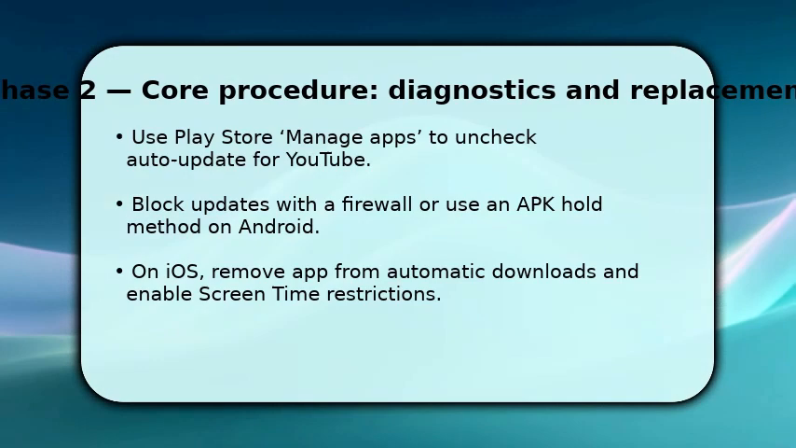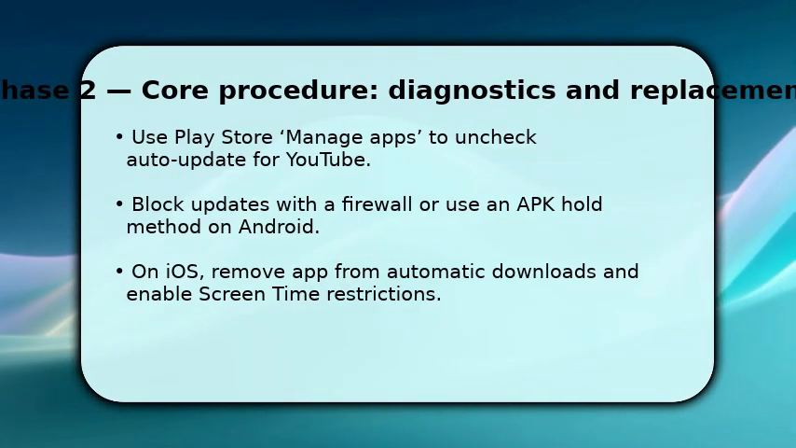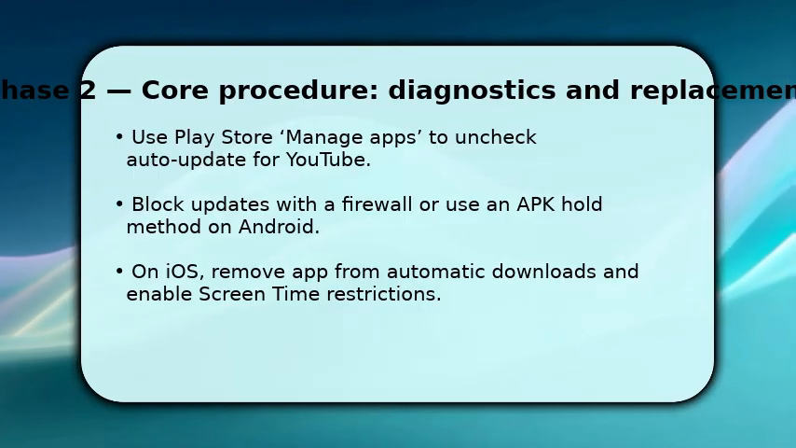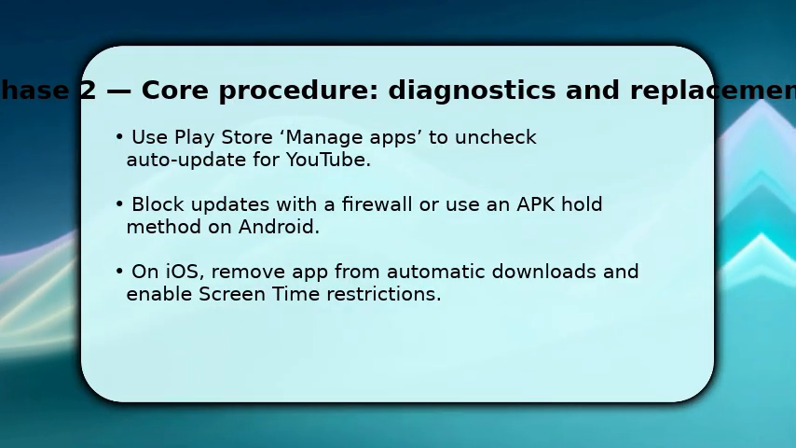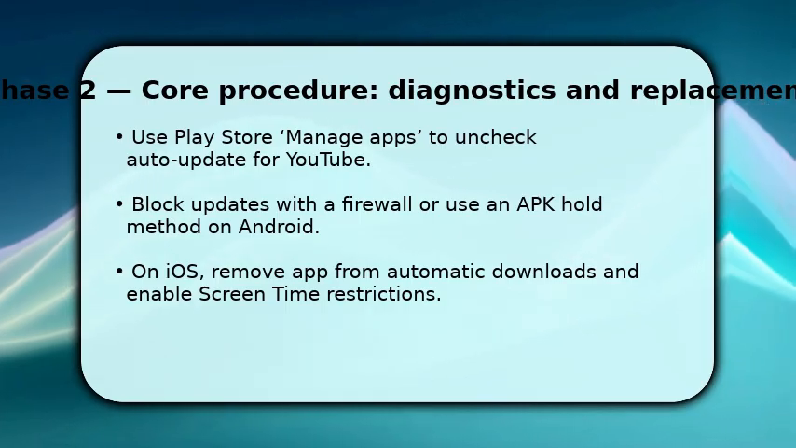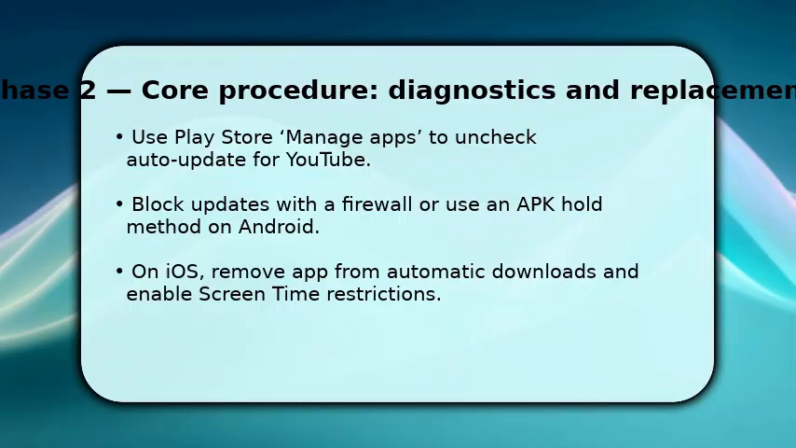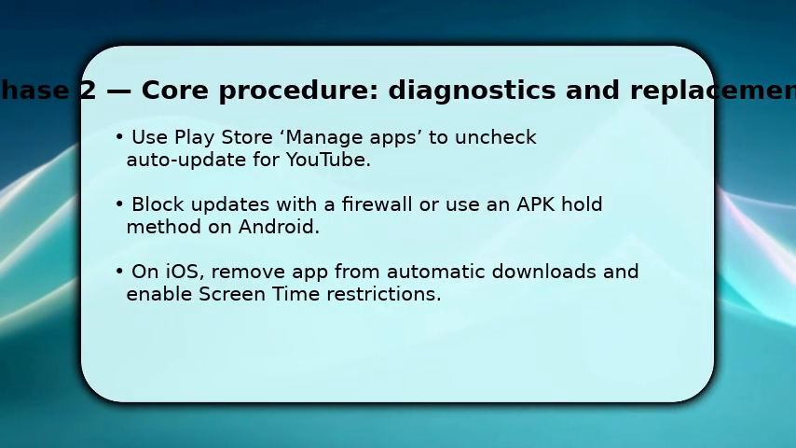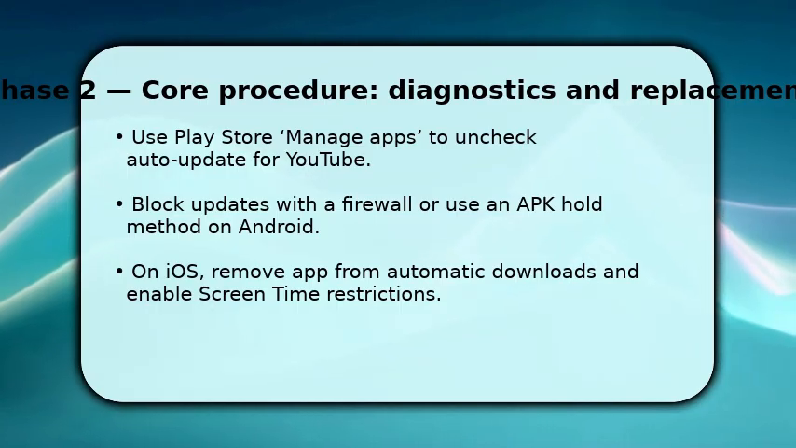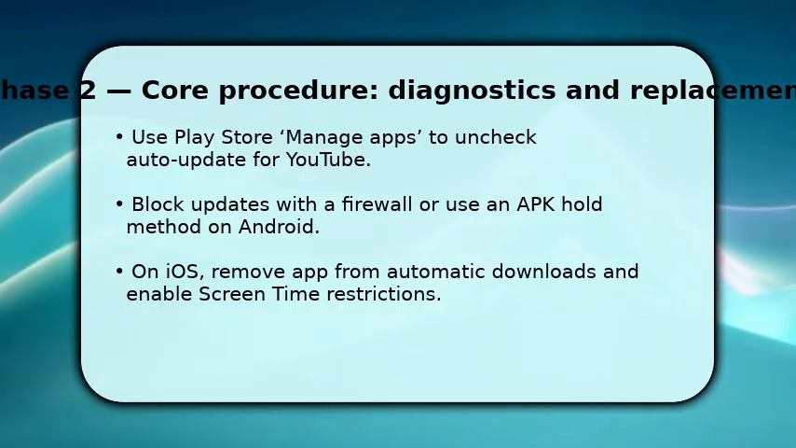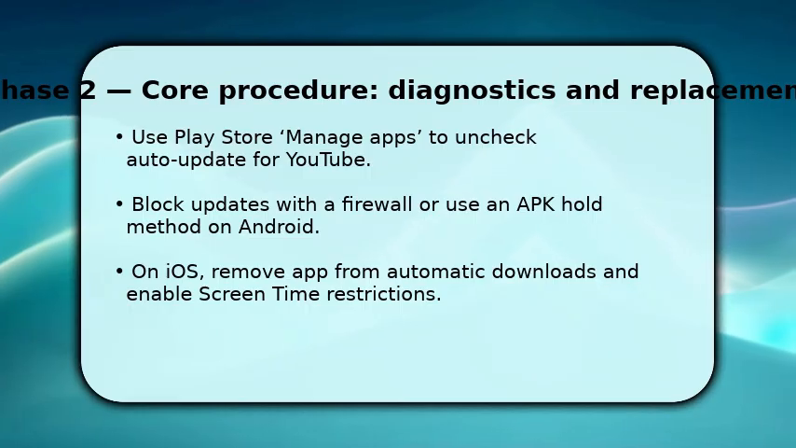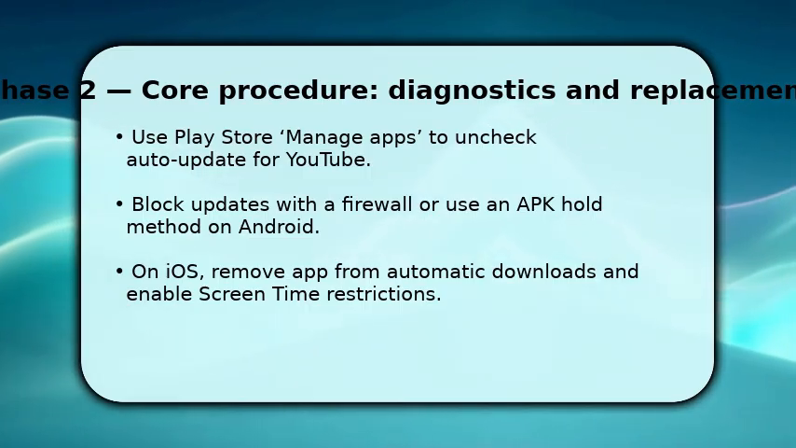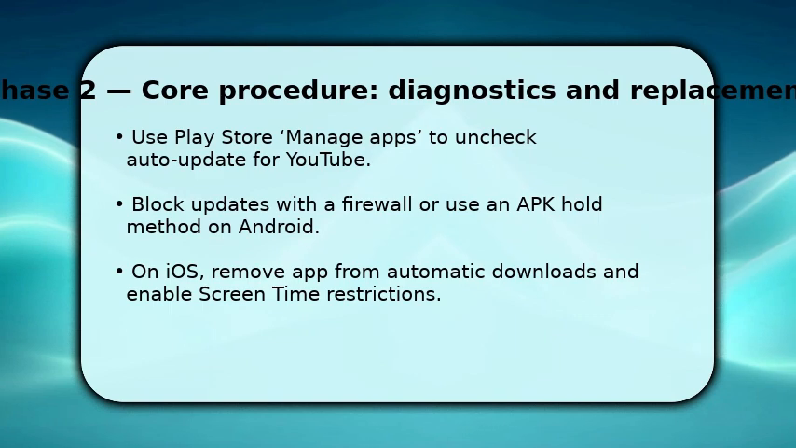Next, you apply intermediate controls that actually block the delivery path. For Android, uncheck auto-update in Play Store and consider using a local firewall to block domains that serve updates. Alternatively, hold a known good APK and disable installation sources. For iOS, turn off automatic downloads and use Screen Time to restrict App Store changes. Once these are in place, monitor notifications and update logs. This helps you ensure updates are prevented without disrupting app functionality.